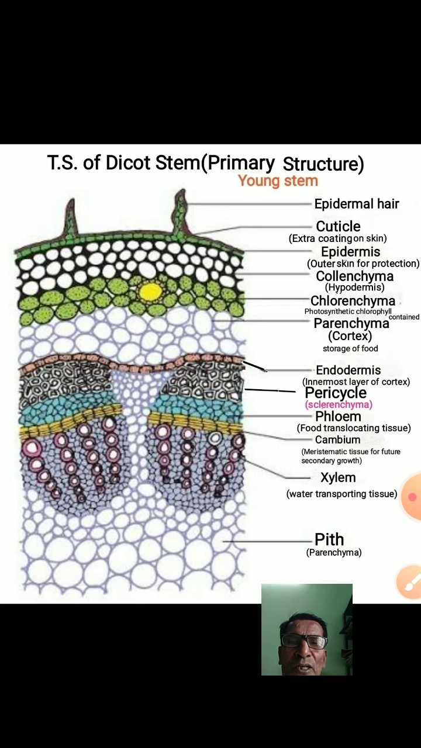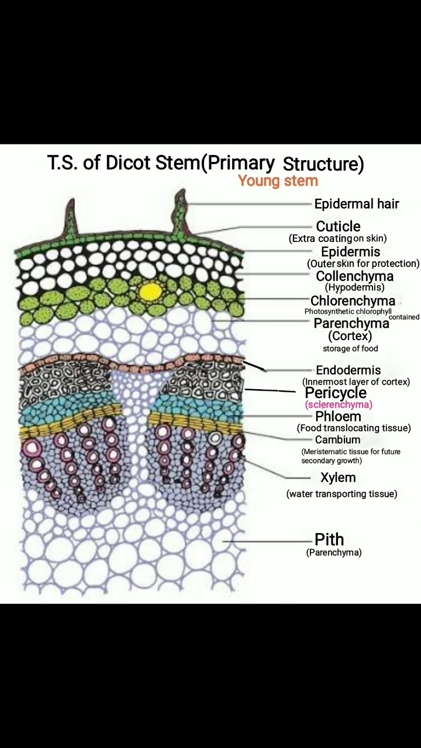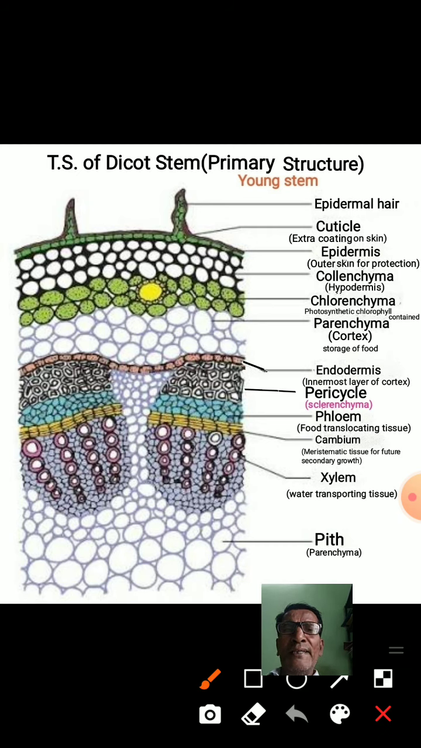Now, as we have discussed in the ground plan, the outermost covering is called epidermis. This green colored part is the epidermis. Now, this epidermis is made up of a single layer of cells. The single layer of cells is compactly arranged without intercellular spaces.